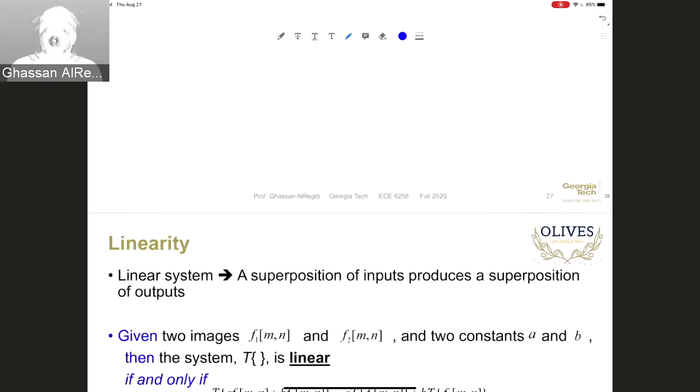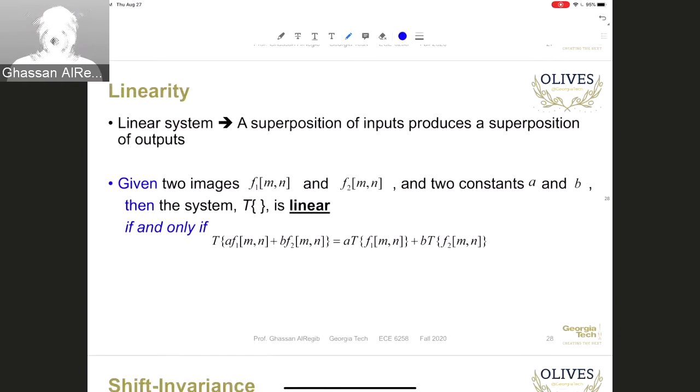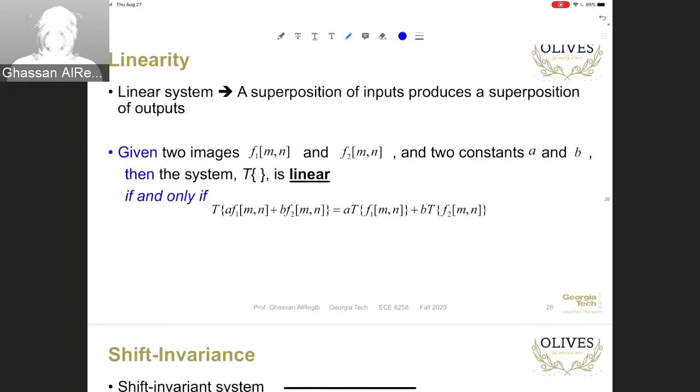So linearity is really nothing but an extension of the linearity definition in the 1D case. In plain English, a linear system is one where a superposition of the inputs produces a superposition of the outputs. It doesn't really matter if you are dealing with one-dimensional or two-dimensional signals.